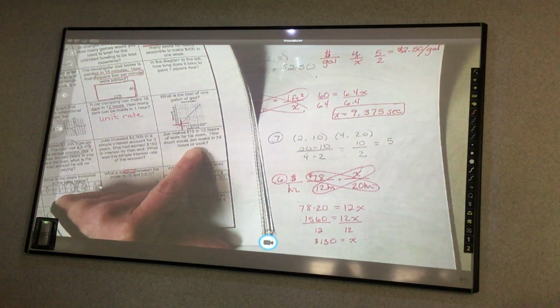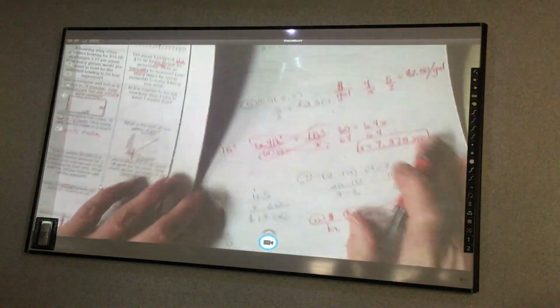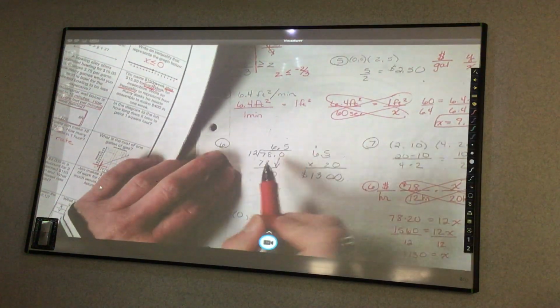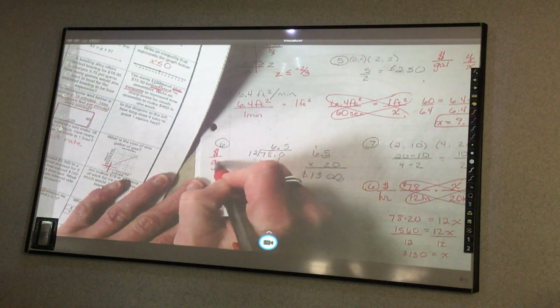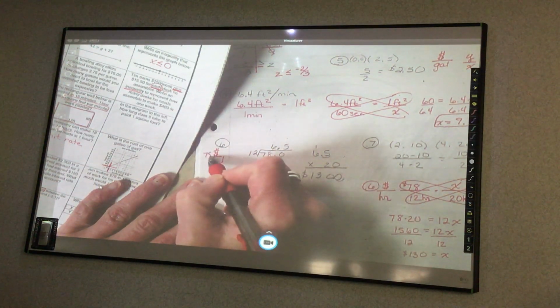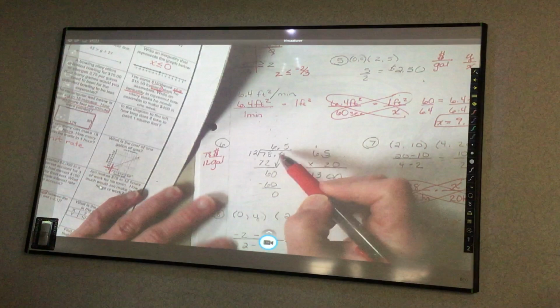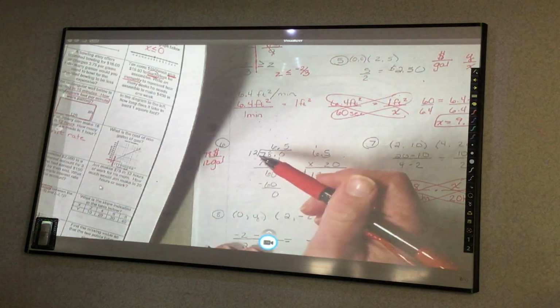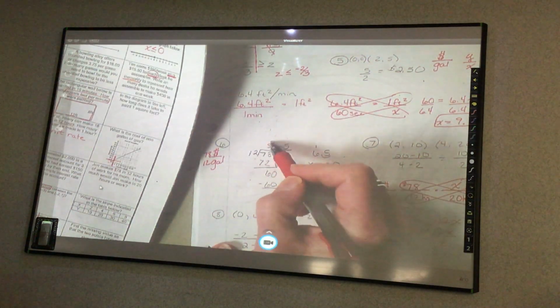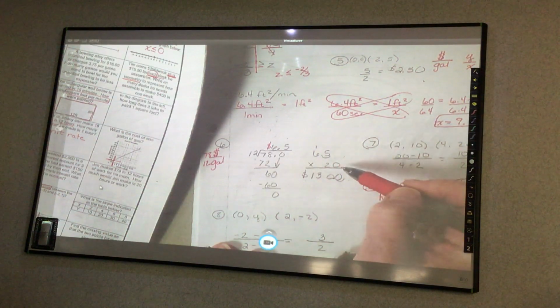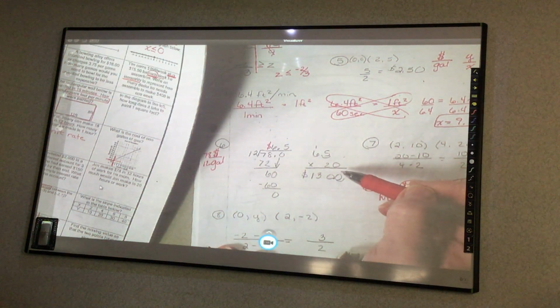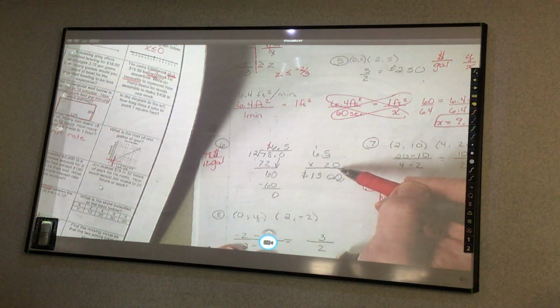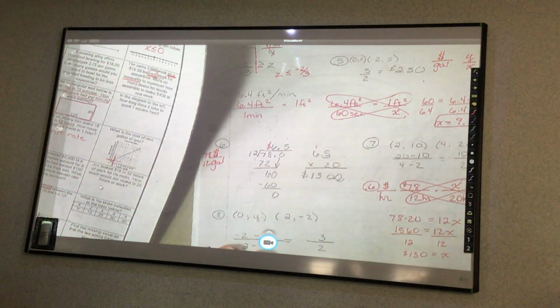Another way you could find it is by finding the unit rate, so that's what I did here first. I did $78 over 12. So I took 78 divided by 12, which I got $6.50 per hour. Because I'm working 20 hours, I take $6.50 times 20, and you get the same answer. Either way is fine.